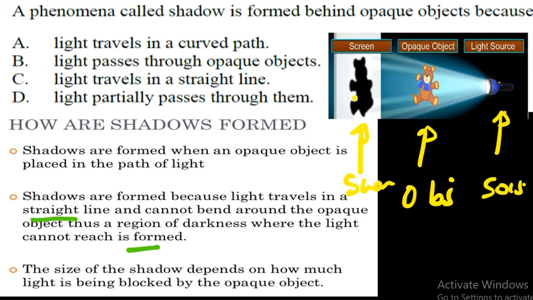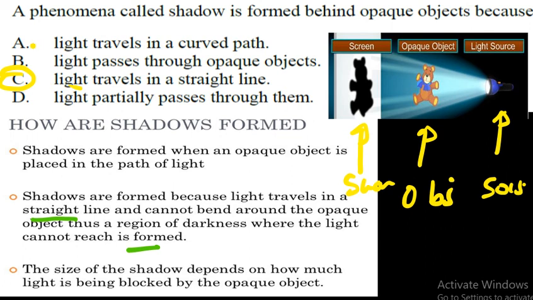So the shadow is formed because the object is in the path of the light. The light moves in a straight line, so the light cannot be bent and reach the back of the opaque object. If this object is larger, the shadow will be larger. Anyway, how is the shadow formed? Because light, as you see here, travels in a straight line. It cannot bend. It can only travel in a straight line.